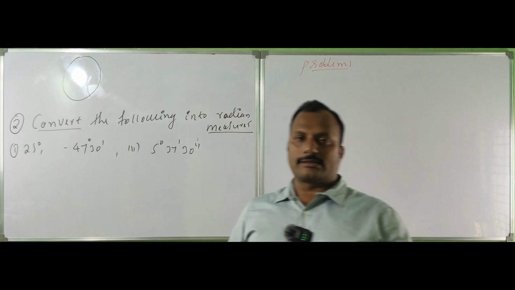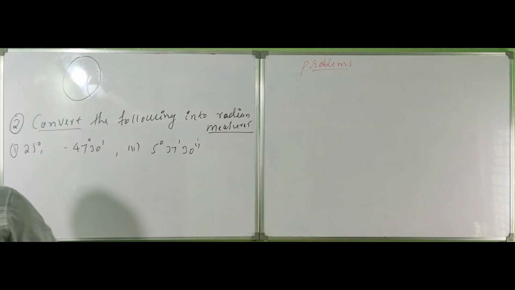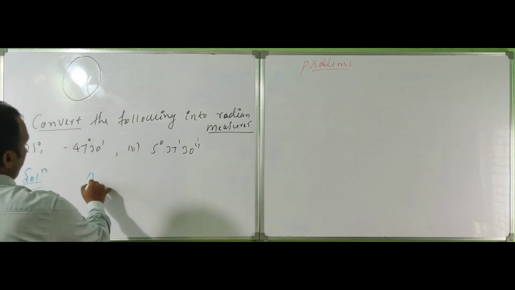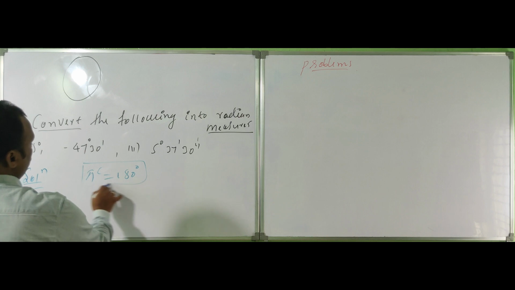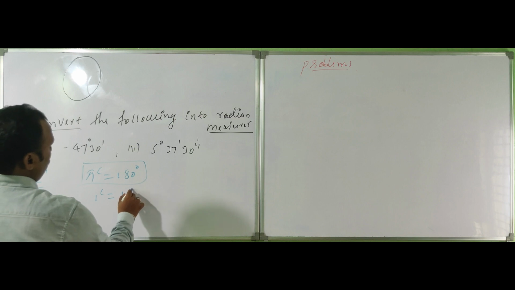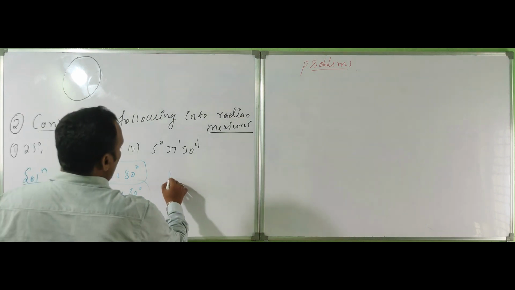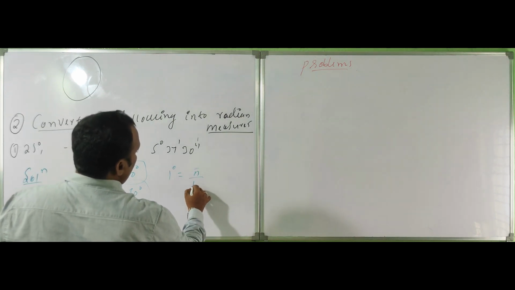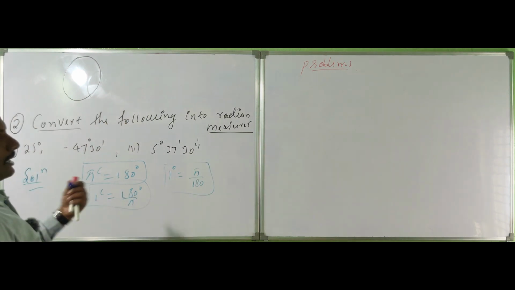Anyway, convert the following into radian measure. They are given in angles and we have to show them in radians, in terms of pi. For this you know the standard relation: pi radian is equal to 180 degree. Here you can write 1 radian is equal to 180 degree by pi, or simply 1 degree is equal to pi by 180 radian. That is the standard formula.